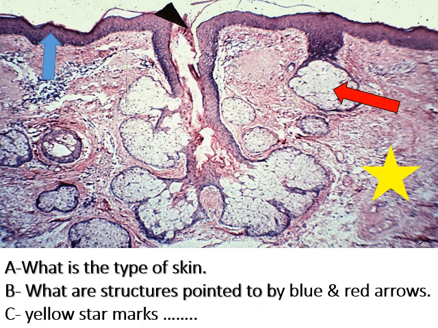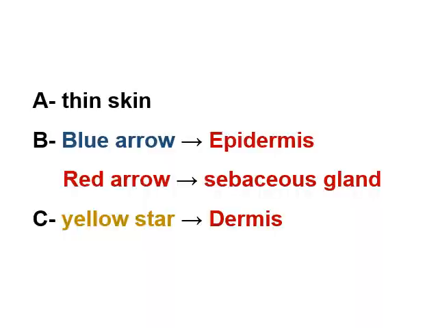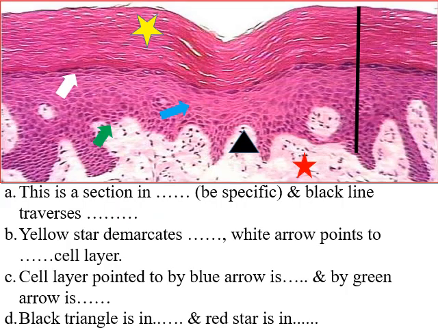This is thin skin, from where you know the hair follicle, the sebaceous gland, and thin epidermis and thin horny layer. Thin skin: epidermis, hair follicle, sebaceous gland, and dermis. What is this section? It is thick skin. From where you know? Thick epidermis, thick horny layer, regular dermal papillae, no hair follicle, no sebaceous gland.